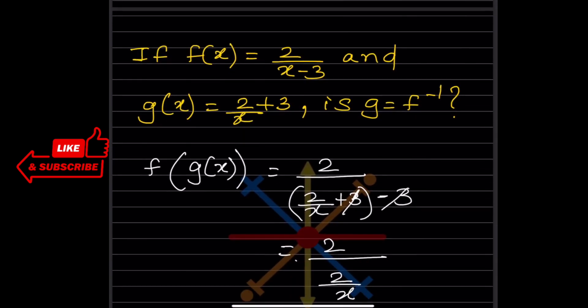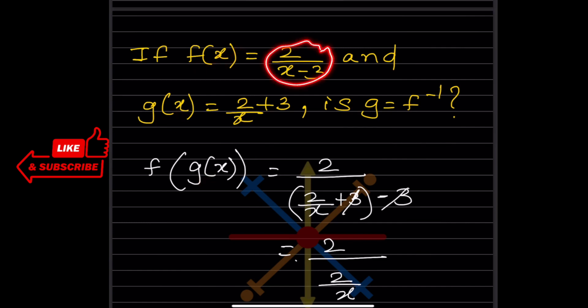Now let us see the next one. If f of x is 2 by x cubed minus 3, and g of x is 2 by x plus 3, we have to say whether g is f inverse. So now let us start with this part. If in place of this x we replace it by g of x, what are you going to get here in this one?